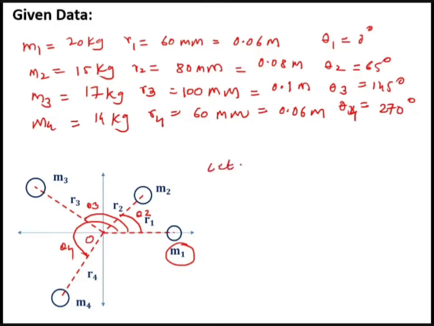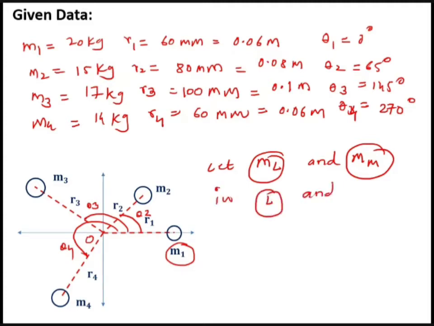Now let us consider ML and MM. What are these ML and MM? These are nothing but the two balancing masses. ML rotates in plane L, and MM rotates in plane M. The distance is also given: RL is equal to RM, the radius of rotation of mass ML and mass MM, and they have given it as 7 centimeters. So this is the data they have given.